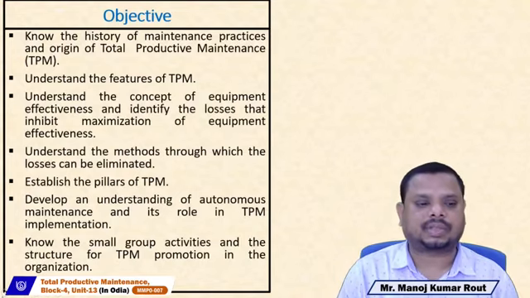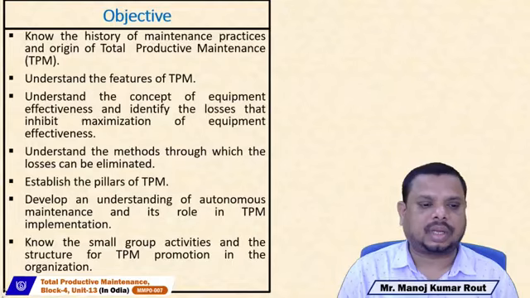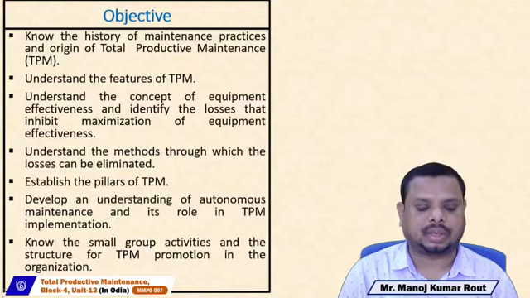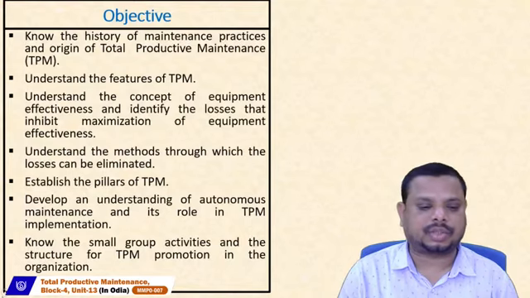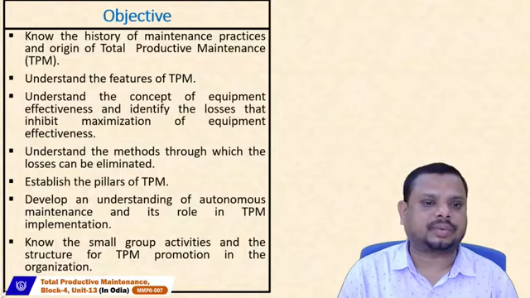Then the next one we have established the important pillar for total productive maintenance. The next objective we have developed an understanding of autonomous maintenance and its role in the total productive maintenance implementations. The last one we have to know about is the group activities which are related to total productive maintenance and the structure of the TPM promotions in various organizations. So these are the key objectives of today's sessions.